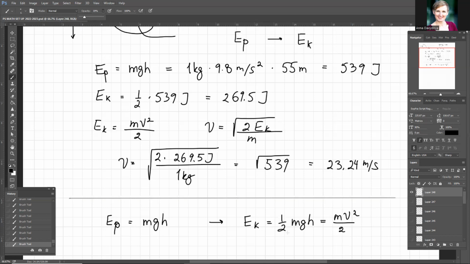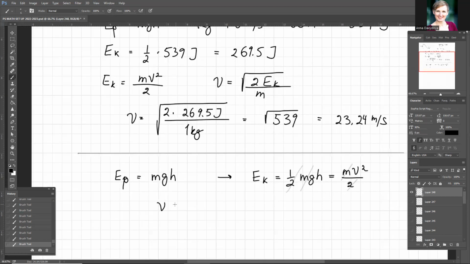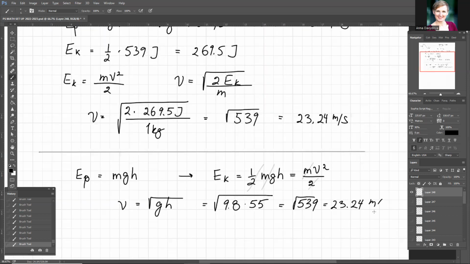Notice how many things cancel? 1/2 m. So we will have that v is equal to the square root of gh, which is 9.8 times 55. I have the feeling it's the same 539 and 23.24 meters per second.